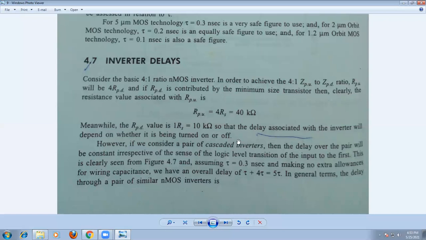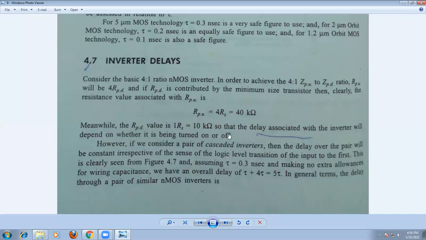So depending upon that, we have the total on resistance. Here pull up is 40 kilo ohm, pull down is 10 kilo ohm. That is the main thing you have to remember, that it depends upon whether the transistors are in on condition or off condition. Now let's consider the main important thing in this case. Let us consider the inverter delays here. So that is about the basics of the 4:1 transistor ratio.